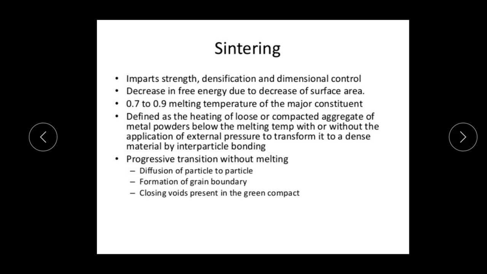Let us discuss some importance of the sintering process. It imparts strength, densification and dimensional control, and decreases the free energy due to decrease in surface area, at 0.7 to 0.9 of the melting temperature of the major constituents. Metal powder is heated below the melting temperature, with or without the application of external pressure, to form a dense material by interparticle bonding. It is a progressive transition without melting, which involves diffusion of particles to particles, formation of grain boundaries, and closing of voids present in the green compact.